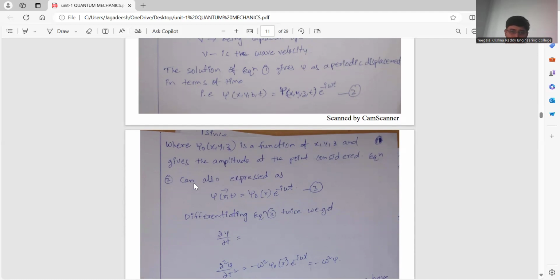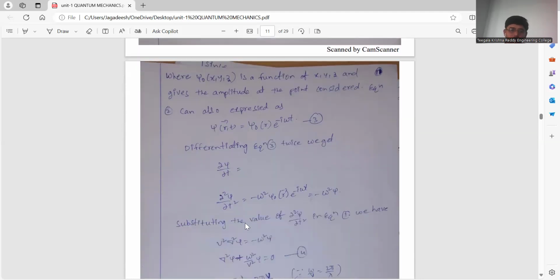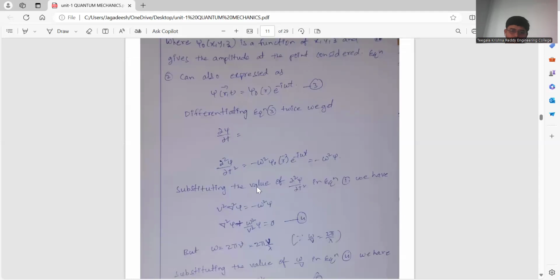Equation 2 can also be expressed as the wave function psi(r bar, t) equals psi naught(r) into e power i omega t. Differentiating equation 3 twice, we get del square psi by del t square equal to minus omega square psi naught(r bar) e power i omega t, which equals minus omega square psi.